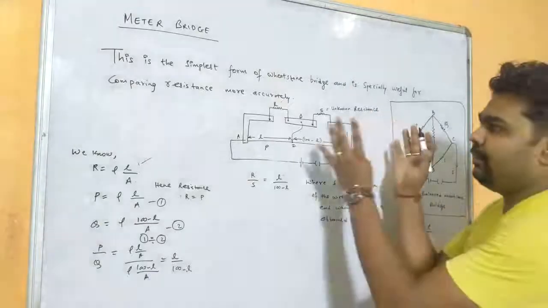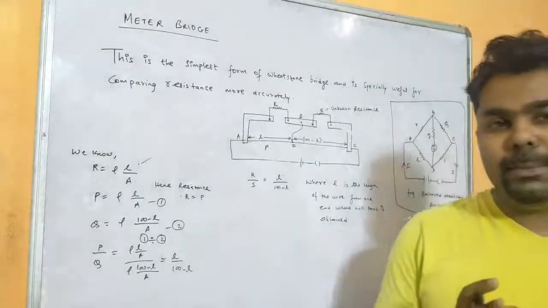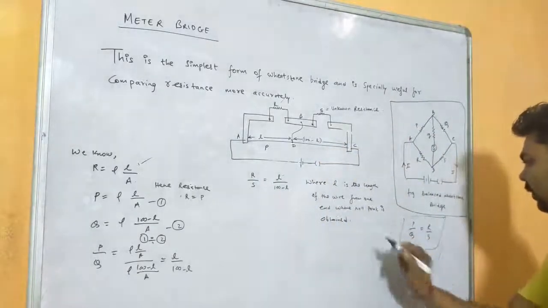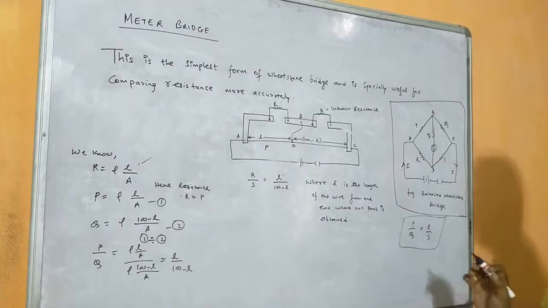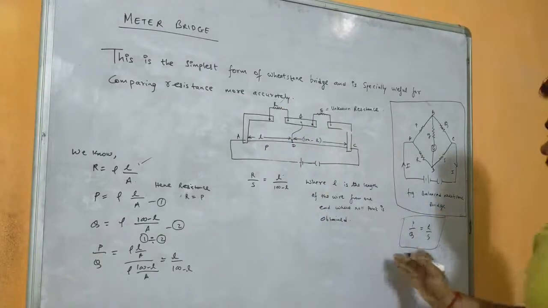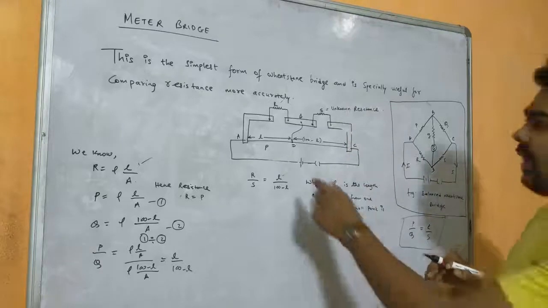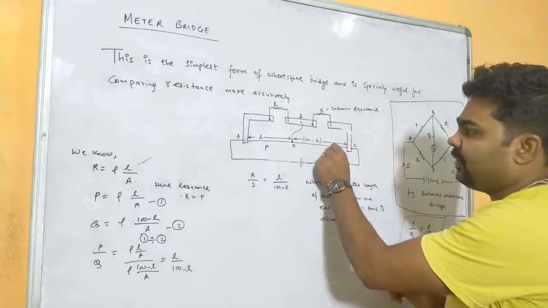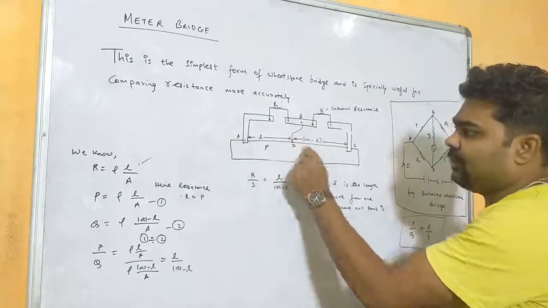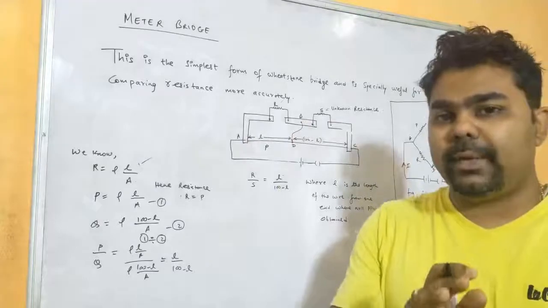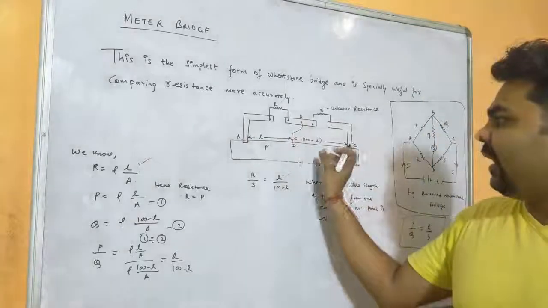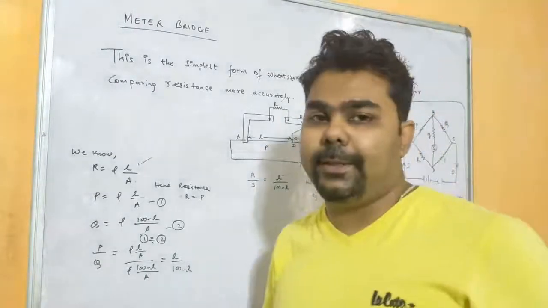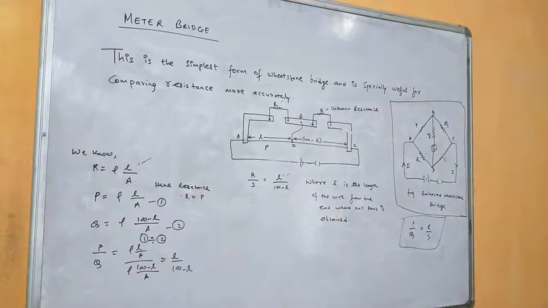So what is the meter bridge actually? The meter bridge is the practical application of the Wheatstone bridge, where we use the concept of the balanced condition of the Wheatstone bridge, P by Q equals R by S. R is the resistance box, S is the unknown resistance which we have to find, and we just slide the jockey on the meter wire. At a certain point we will get the balancing point. Wherever we get the balancing point, that is our length L, and we subtract it from 100 to get 100 minus L. After that we cross multiply and get the value of the unknown resistance S.